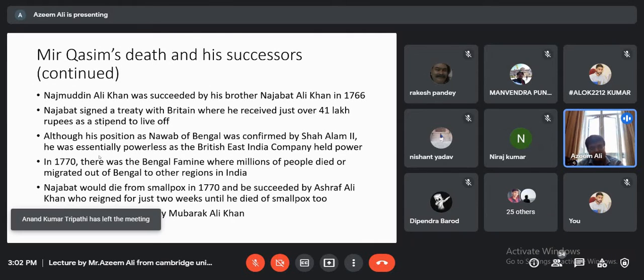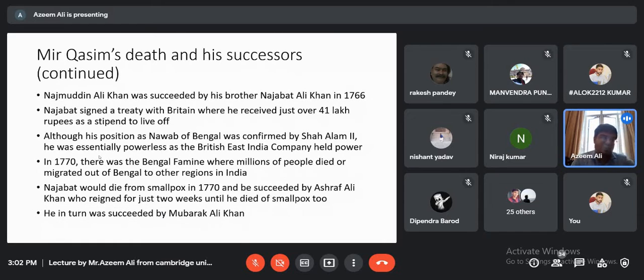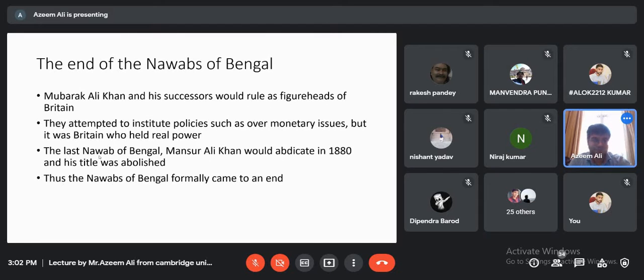Najabat signed a treaty with Britain, where he received just over 41 lakh rupees as a stipend to live off. Although his position as Nawab of Bengal was confirmed by Shah Alam II, he was essentially powerless, as the British East India Company held power. In 1770, there was the Bengal famine, where millions of people died, or migrated out of Bengal to other regions in India. Najabat died from smallpox in 1770, and he was succeeded by Ashraf Ali Khan, who reigned for just 2 weeks until he also died from smallpox. He in turn was succeeded by Mubarak Ali Khan.